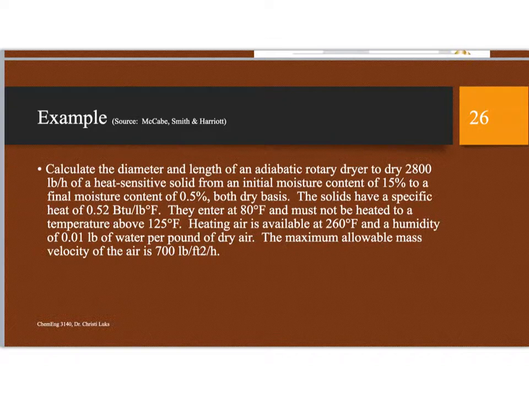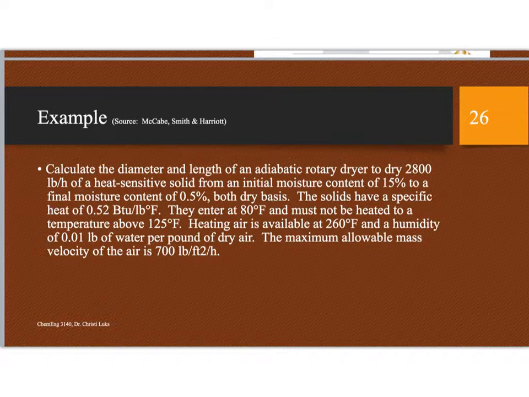In this example, we will be looking at a problem that's taken from the McCabe-Smith textbook. In this case, we are going to calculate the diameter and length of an adiabatic rotary dryer that's going to dry 2,800 pounds per hour of a heat-sensitive solid from an initial moisture content of 15% to a final moisture content of 0.5%, both on a dry basis.